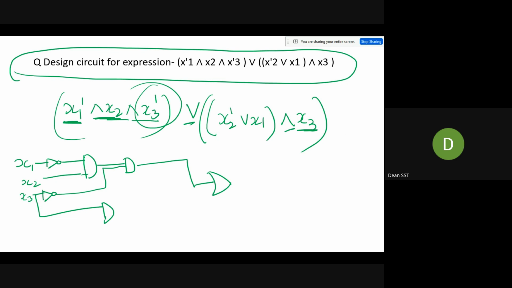and ANDing has to be performed with x1 or x2 bar. Fine. x2 bar, x2 bar and x1. Whenever you are crossing the circuit, just put C type symbol. In this way you have to proceed. Fine. Now you can create.